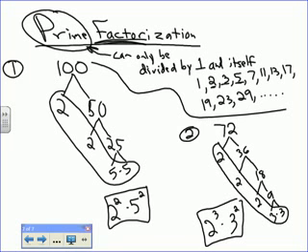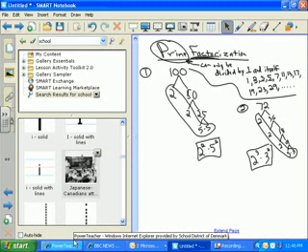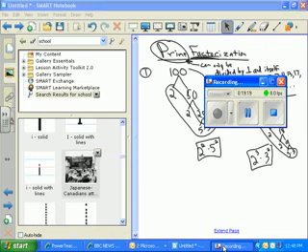Okay? Are you doing homework on this? What you're going to do is, I'll just give you time to work, so let me just pause this.